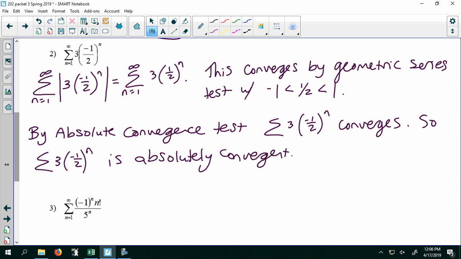The sum itself converges. The sum of the absolute values of all the terms also converges, so we call that absolutely convergent.